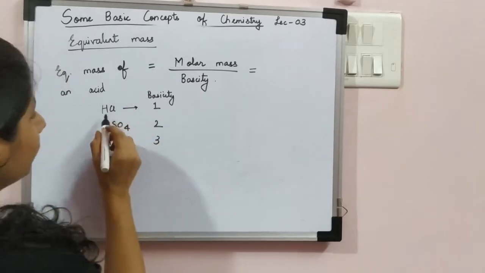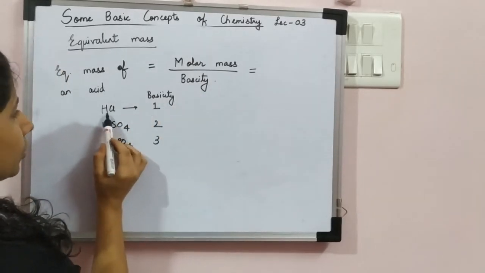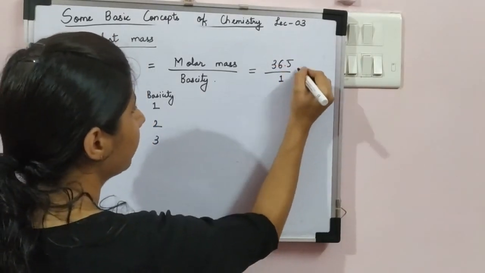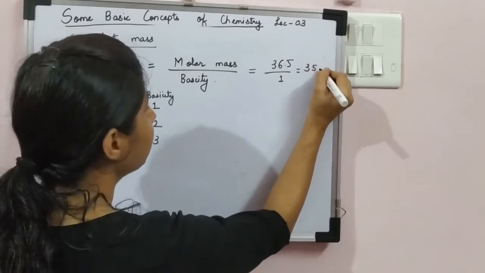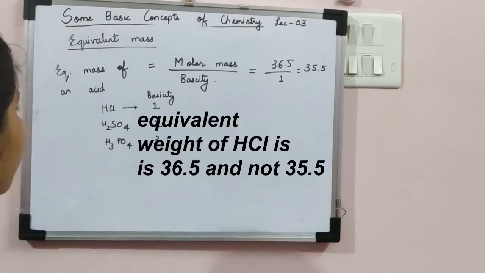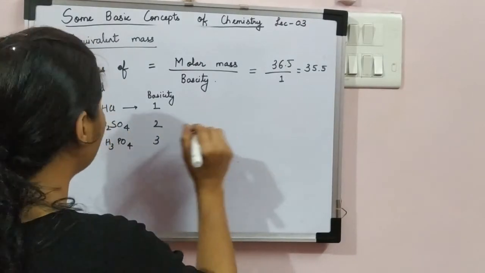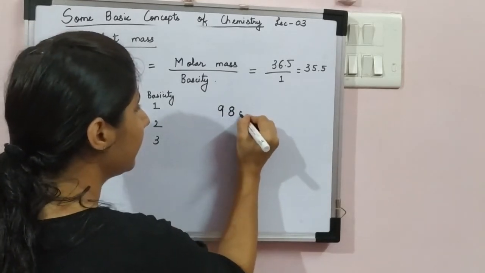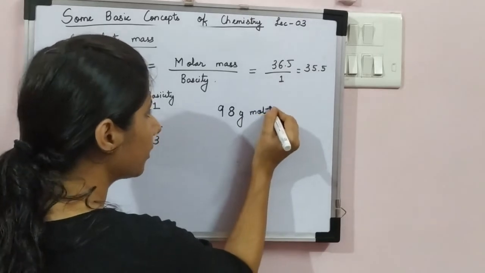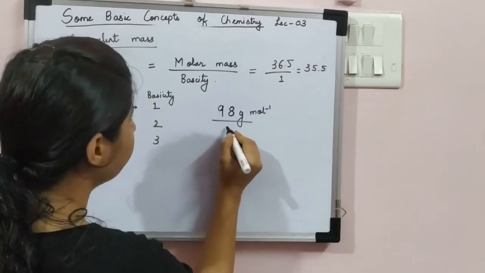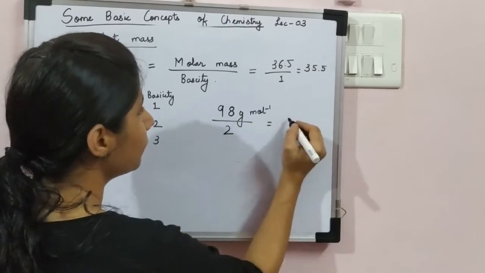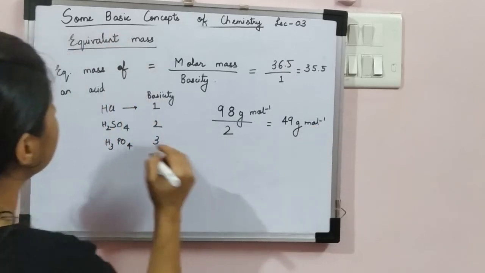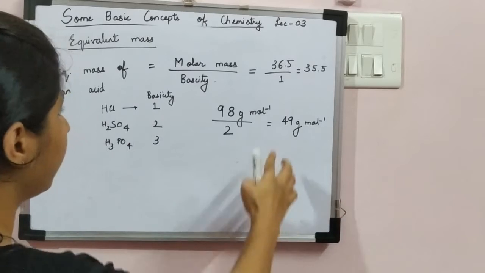Okay. Now let's say for the molar mass of HCl. HCl is 1 plus 35.5, which is 36.5, upon the basicity, which is 1. So the equivalent weight of HCl is 36.5. Now let's say for H2SO4. H2SO4 total molar mass, if you add all the elements, comes out to be 98. So the molar mass is 98 grams per mole upon the basicity. The basicity for H2SO4 is 2. So if we divide this, what do we get? 49. So it is 49 grams per mole. So this is the equivalent mass of an acid. Okay, 49 grams per mole.